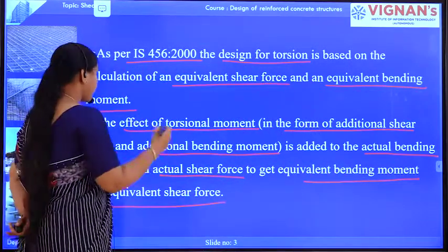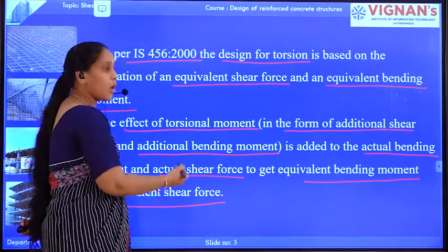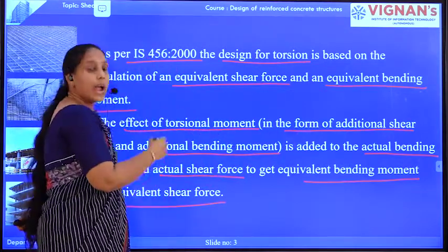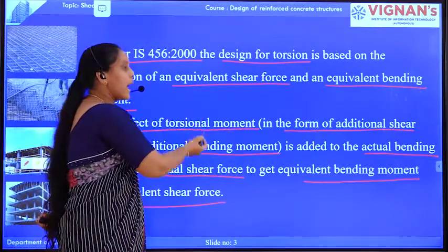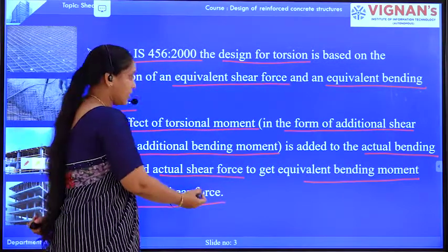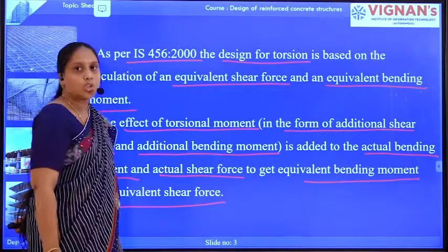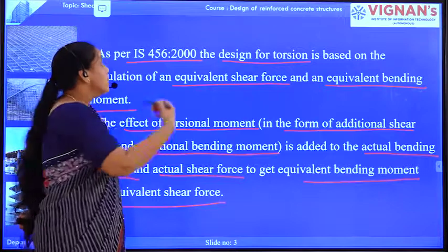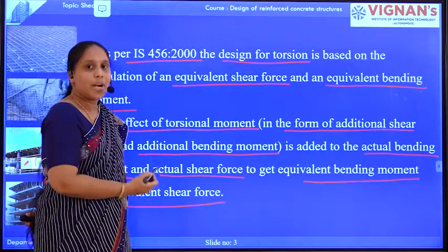To get an equivalent bending moment and an equivalent shear force, what are they doing? They are adding the actual bending moment and the additional bending moment due to torsion. If we add both of those, we get the equivalent bending moment, and for calculating the equivalent shear force, we have to add the actual shear force and the additional shear force due to the torsional moment. So this is what IS 456-2000 has recommended. For the design of torsion, we are going to consider the equivalent shear force and the equivalent bending moment.